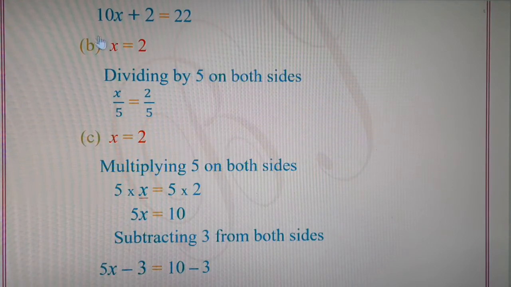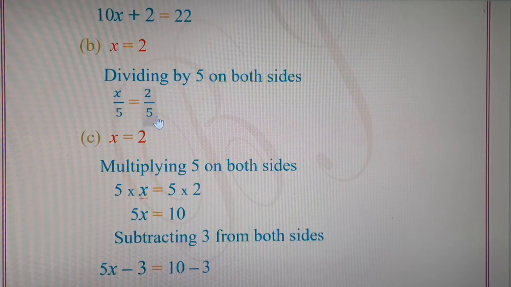What do we get? x divided by 5 and 2 divided by 5. Again I repeat, on the left hand side, x is divided by 5 and on the right hand side, 2 is also divided by 5. So we will get an equation as x upon 5 is equal to 2 upon 5.